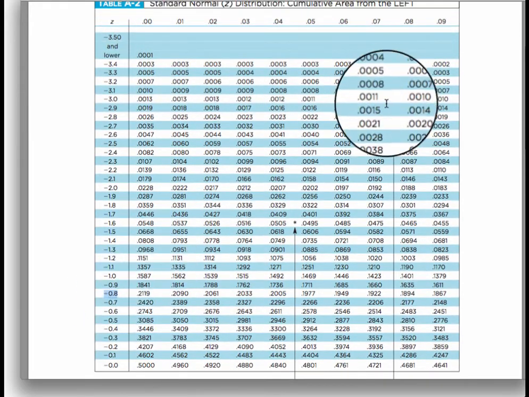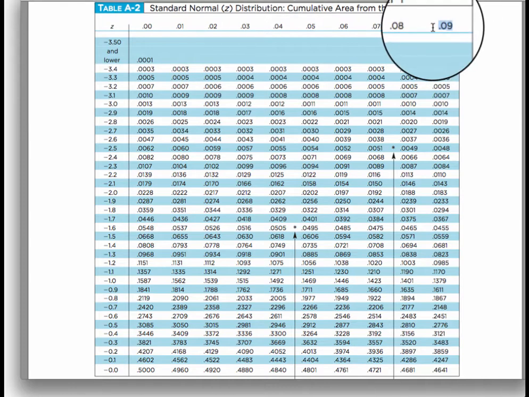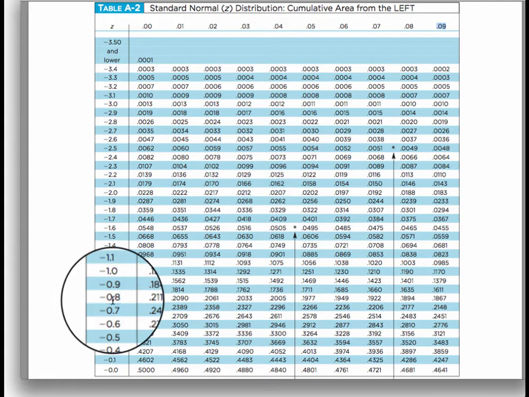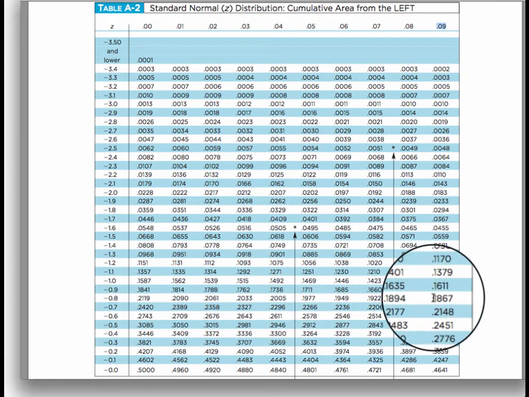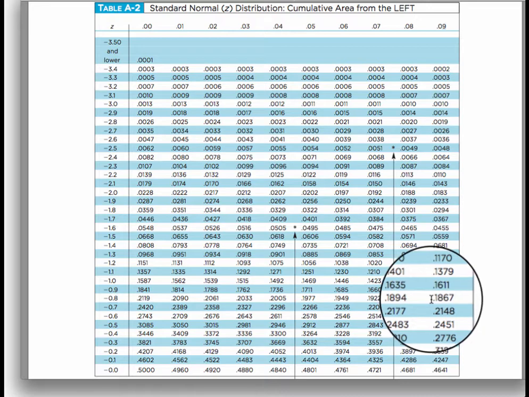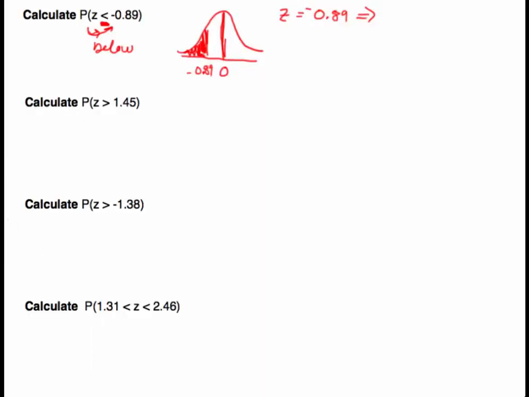If I look above, 0.09 in the hundredths place is the last column. So I'm going to go from negative 0.8 all the way over to this value right here. I get 0.1867. So on the chart, I get 0.1867.